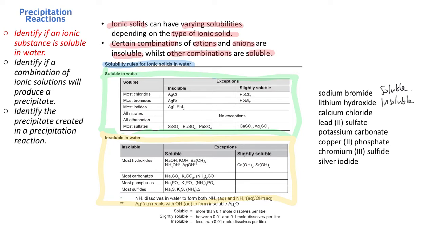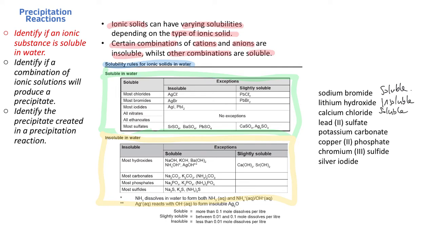Let's go to the next one, calcium chloride. We're looking at the anion, the chloride. We look in the table and find the chloride in the soluble table. Most chlorides are soluble unless it's an exception. So we check calcium, is it an exception? No. So therefore it is soluble, because it's in the soluble table and it's not an exception.